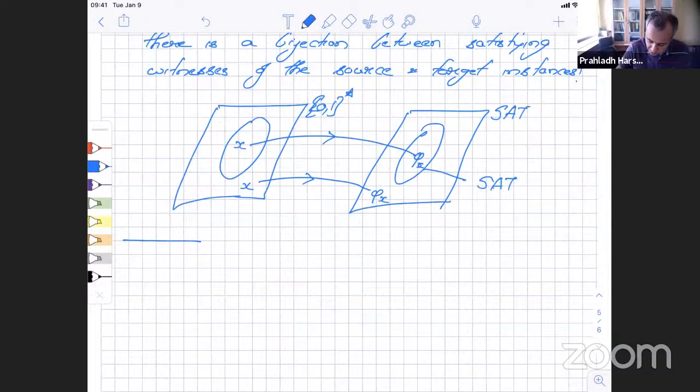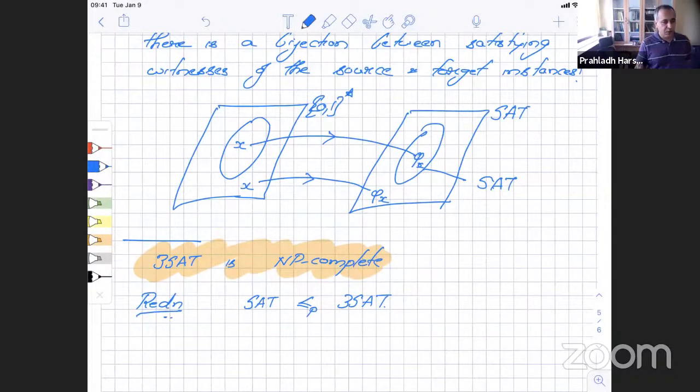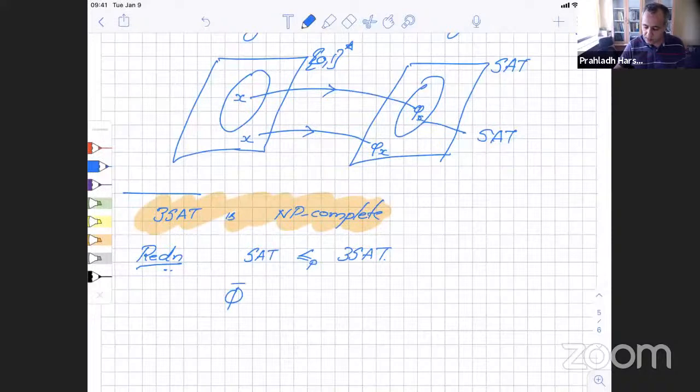So Cook-Levin theorem, we need to prove. We'll now prove that 3 SAT is NP complete. And we'll prove that by giving a reduction from SAT to 3 SAT. So you give me any CNF, I will convert it to another CNF. So basically, I give you a CNF phi. I have to convert it to another CNF psi, such that this is also a CNF, but furthermore, this is a 3 CNF.